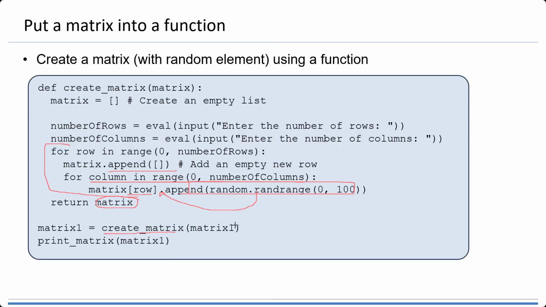So for create matrix, in this case, the matrix parameter is not necessary, because we are creating a new matrix. At the end, after you create the matrix, then you will print matrix 1.